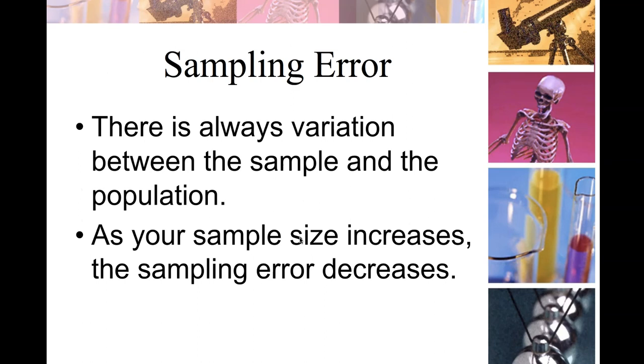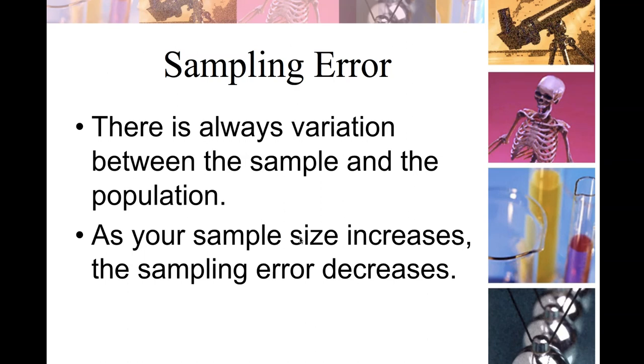And one thing that's important here is going to be sample size. The more people you have in your sample, the more like the population it is, right? So there's always variation between the sample and the population. As your sample size increases, the sampling error decreases.